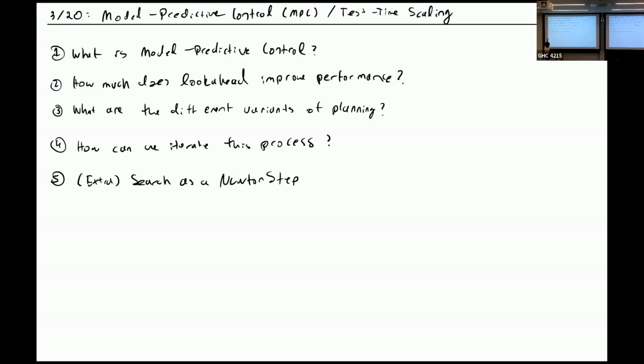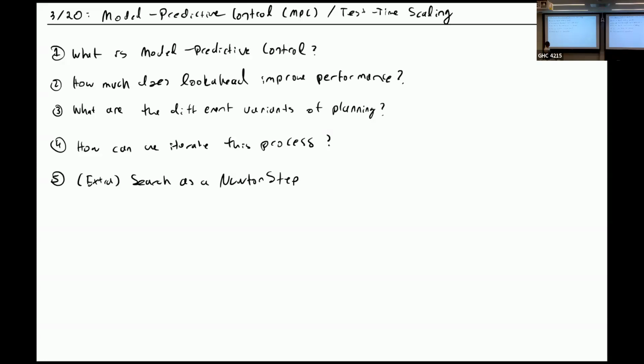So I'm going to first present things in the most general form, which I would say is model predictive control. I'm then going to give you an argument for why looking into the future should improve performance, or how much it should improve performance. After that, I'm going to give you a zoo of different algorithms that fit under this overall template and talk a little bit about different ways they've been applied to different problems.